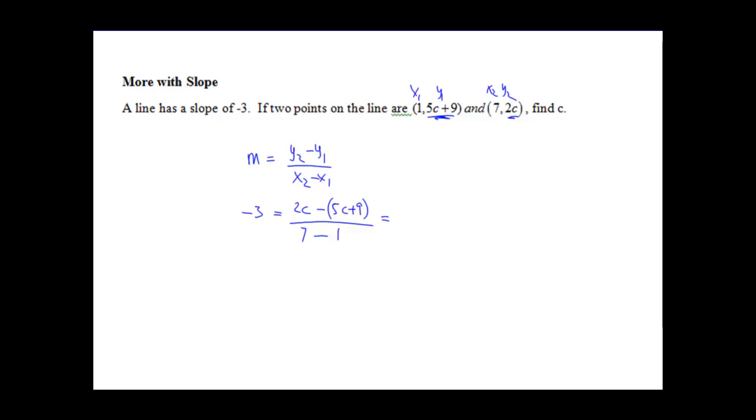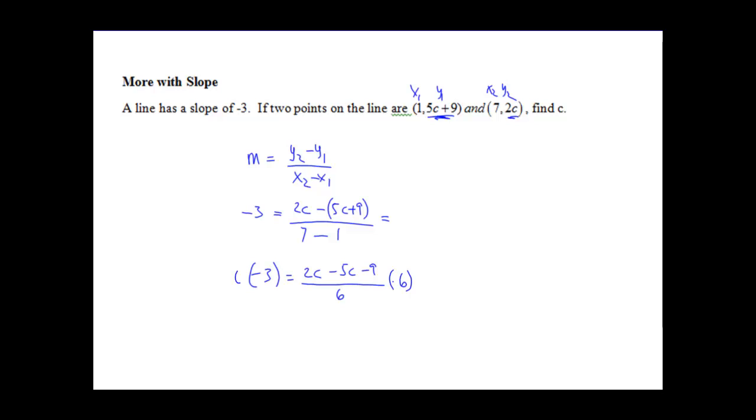Okay. Well, what we need to do is solve for c to make it a little bit better. So let's use our properties that we know. We're going to say negative 3 equals 2c, distribute the negative through, we're going to get minus 5c minus 9 over 6. And if you don't like fractions, let's undo the fraction by multiplying by 6.